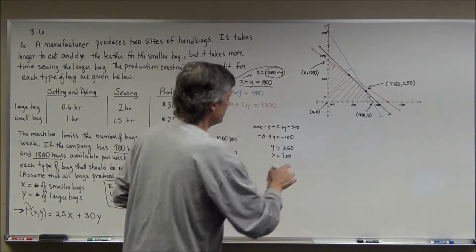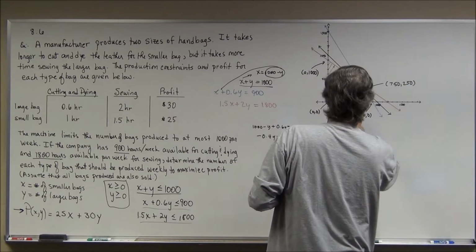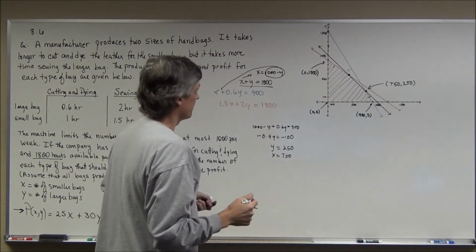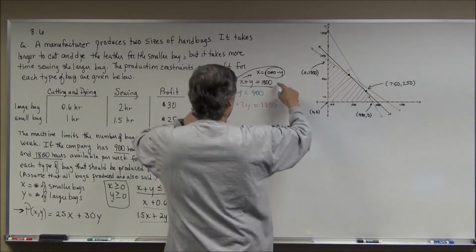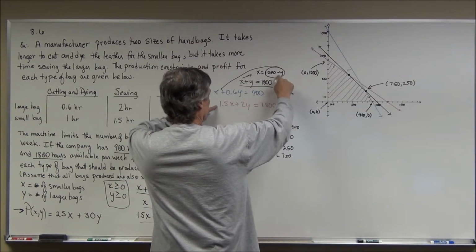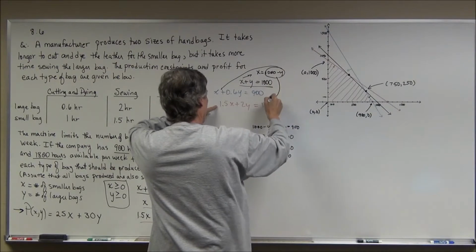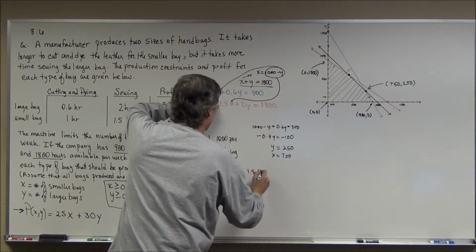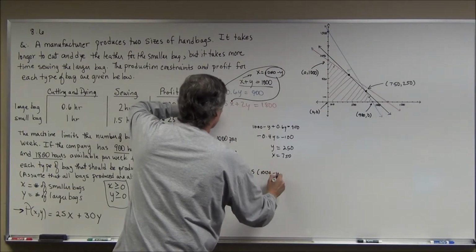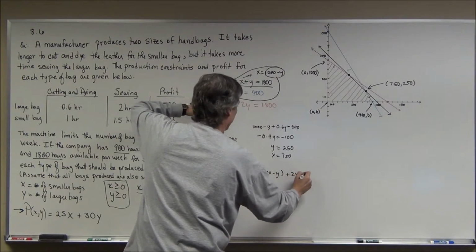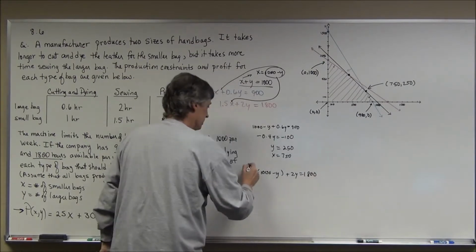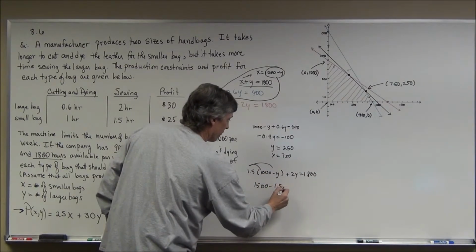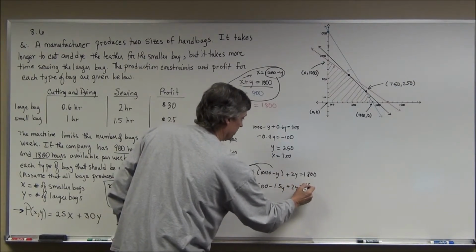One more. Now this guy up here looks like it could be 400, 600, but again, it's kind of tough to tell. That's the black line and the red line. So I've already set this up for a substitution once before. I'll do it again. Plug it right into there. 1.5 times 1000 minus y plus 2y is equal to 1800. This is 1500 minus 1.5y plus 2y is equal to 1800.